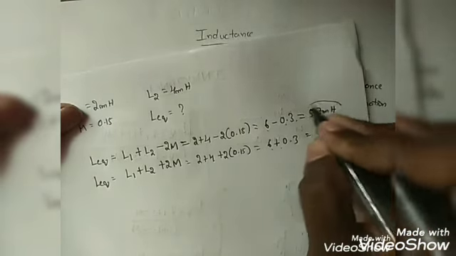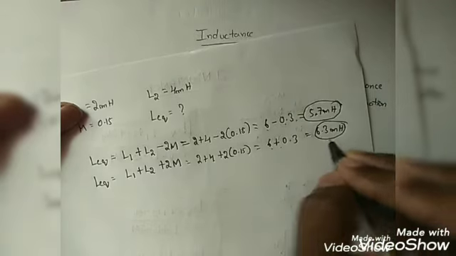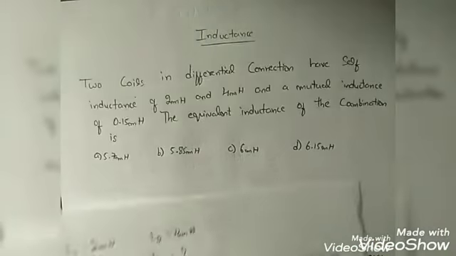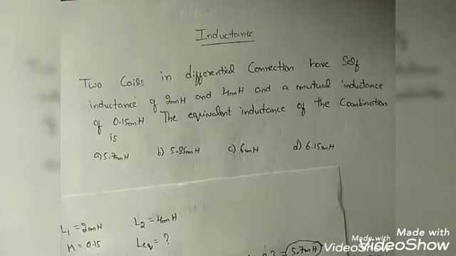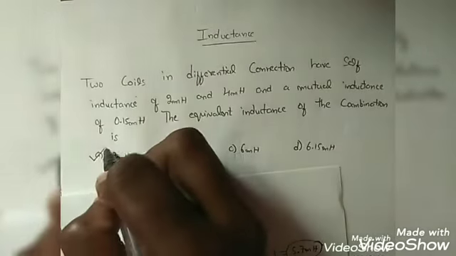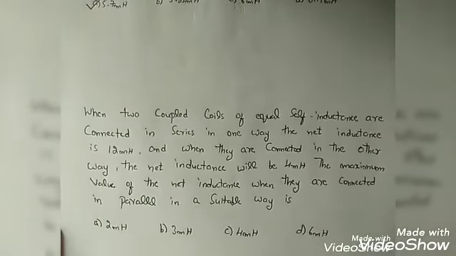Here we are getting two values, 5.7 and 6.3. Both values are correct, but since 5.7 millihenry is in the options, we will take this as the correct option.